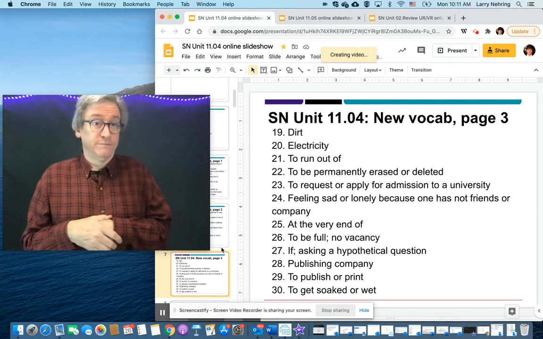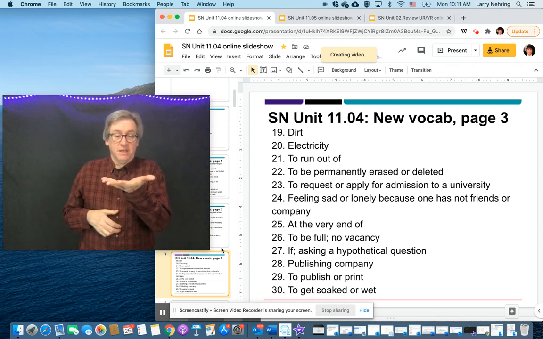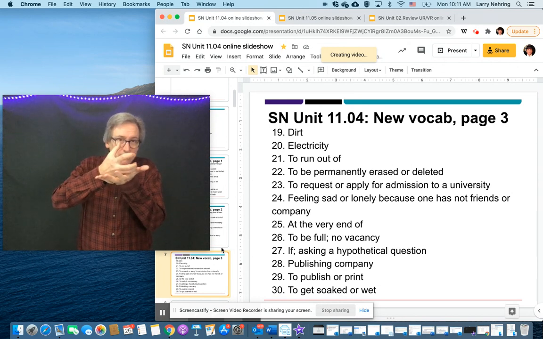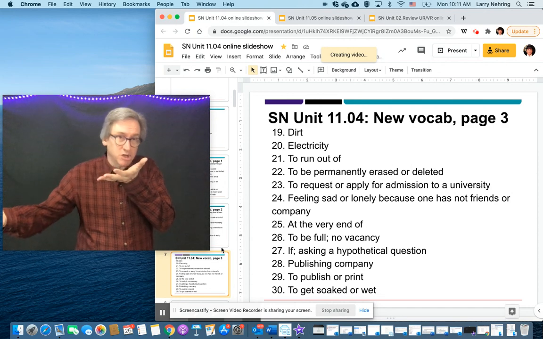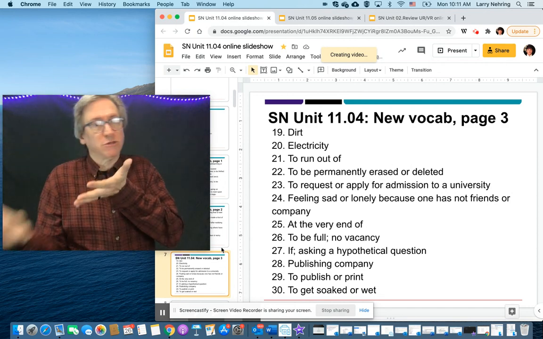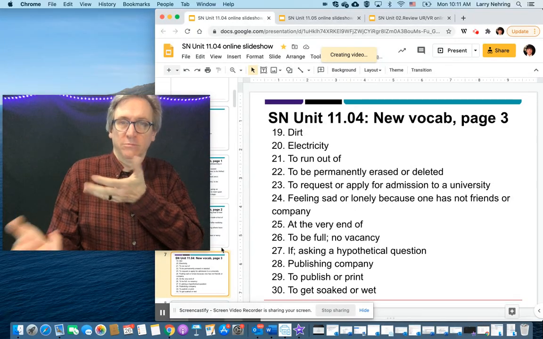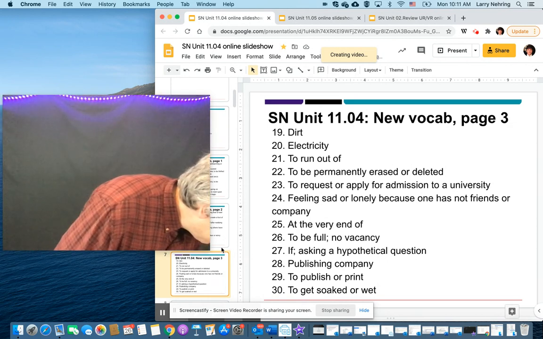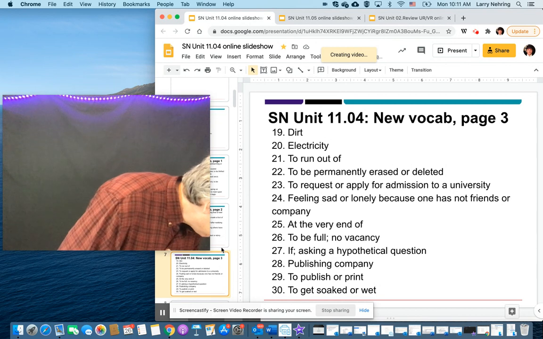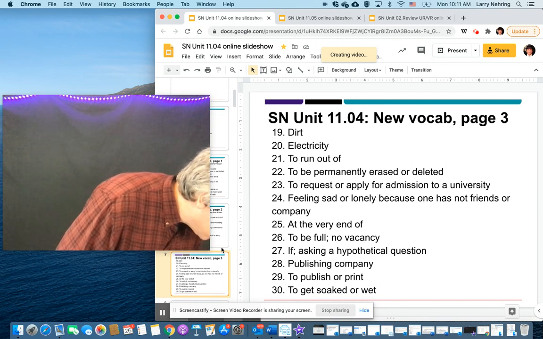Run out of. If you've got stuff here, I've got a cup and I run out. The amount gets smaller and smaller and smaller until it's gone. Okay. Run out. To be permanently. This goes through. There's so many more.